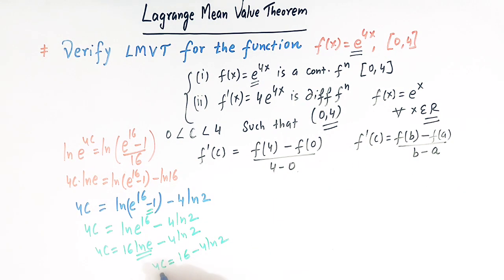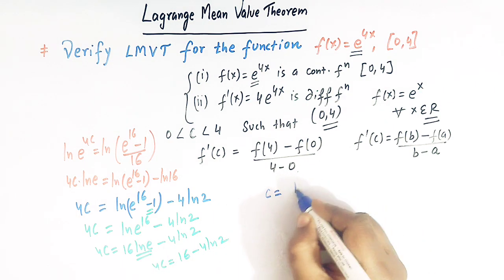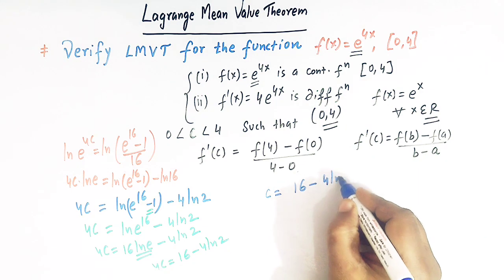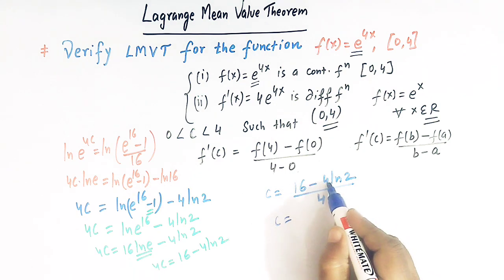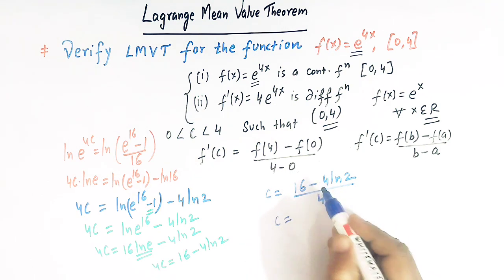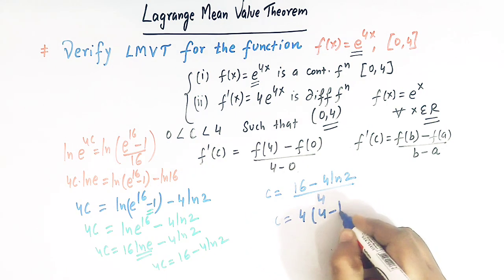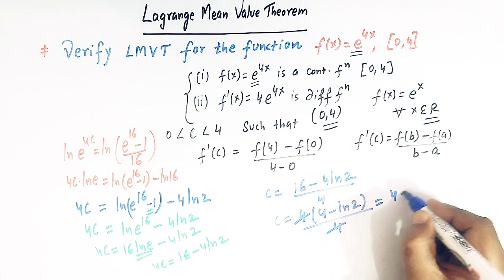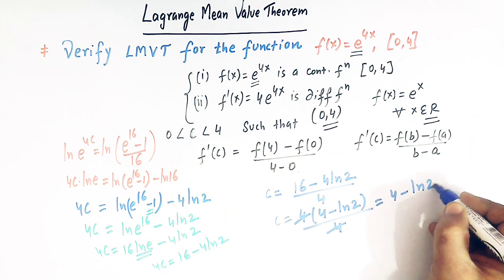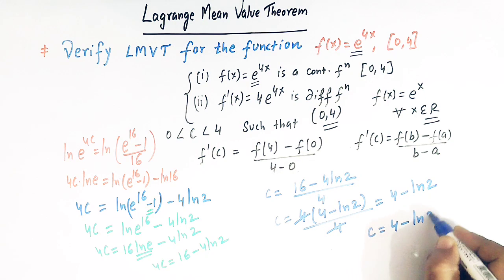So now let us solve this equation for c. So c is (16 minus 4 log 2) over 4, right? Taking 4 common from the numerator, here we have 4 times (4 minus log 2) divided by 4. So this 4 and this 4 get cancelled, and we are left with 4 minus log of 2. So the value of c is 4 minus log of 2.